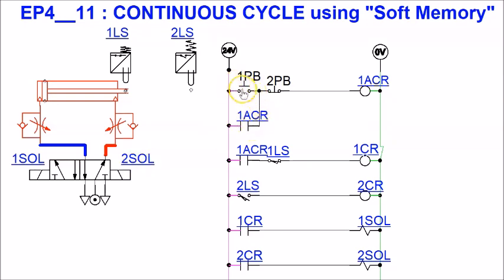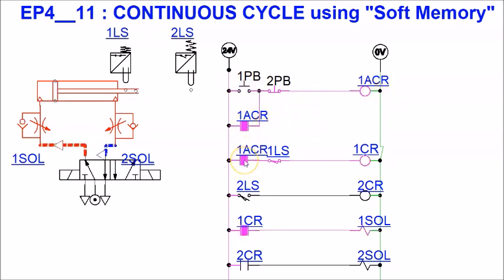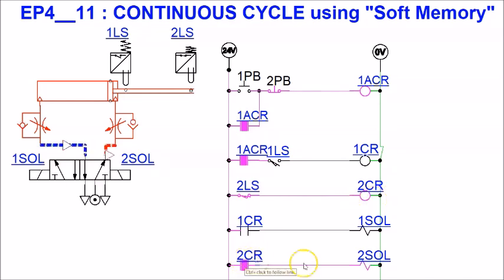So let's take a look at this circuit. When I press 1PB, ACR will be energized. The contact will close and it will stay closed, and the cylinder will extend. When it's fully extended, you can see that the normally open limit switch becomes held closed. 2CR will be energized, the contact will close, and 2SOL will be energized. The valve will be at this position and the cylinder will start to retract. You can see that ACR is still on because of this latch.